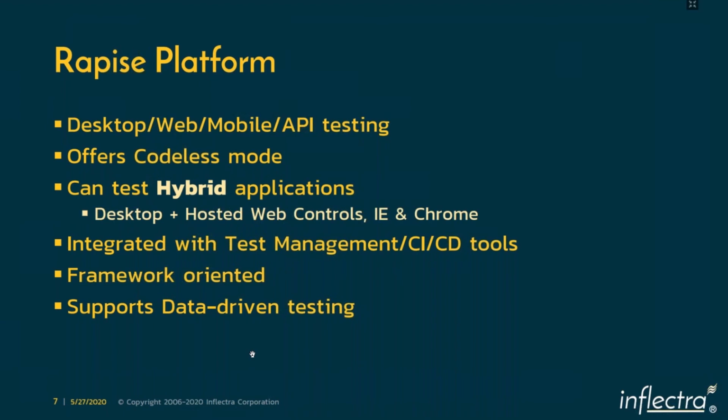Rapise can test a hybrid application. So if your testing scenario involves communication with different application types, maybe not only Dynamics 365 for finance and operations, but also some other components of your bigger system, then Rapise may interact with any kind of application. It may also work with applications that I call hybrid.